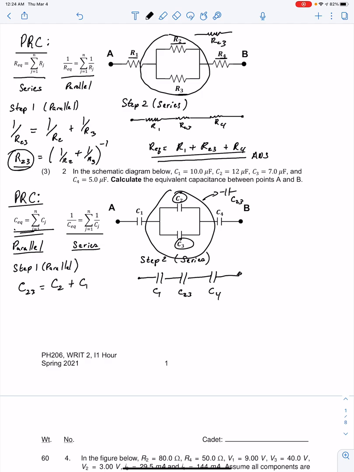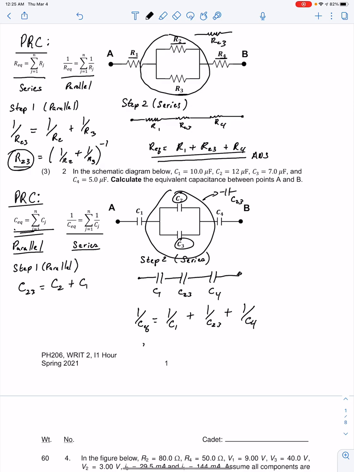Because they are in series, we have to use the series equation for capacitors, which is 1 over C equivalence equals 1 over C1 plus 1 over C23 plus 1 over C4.